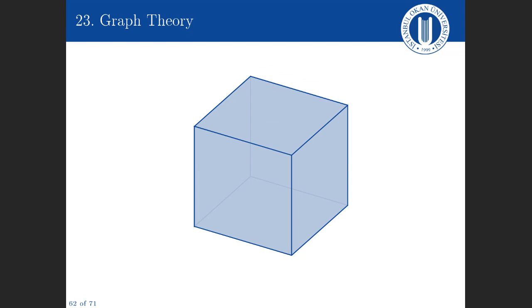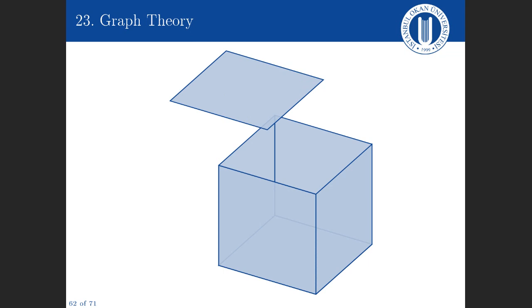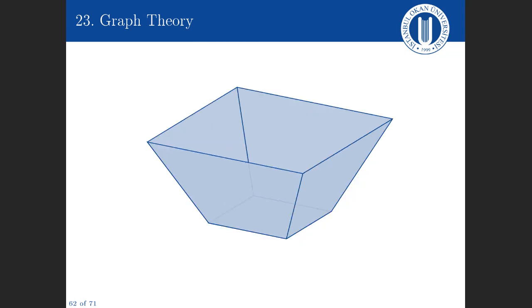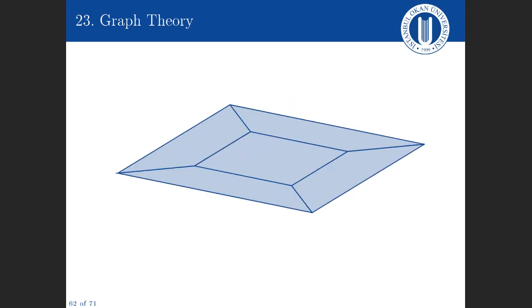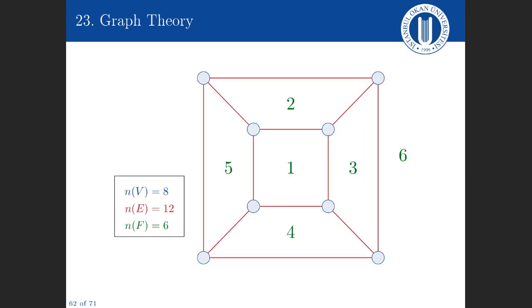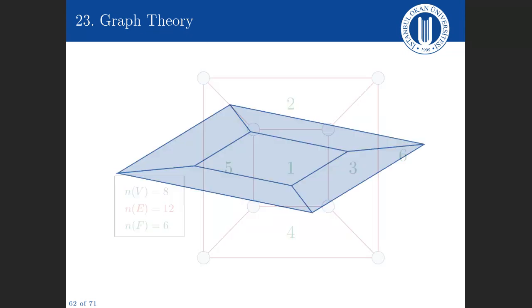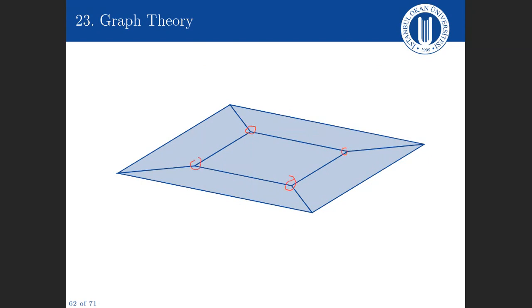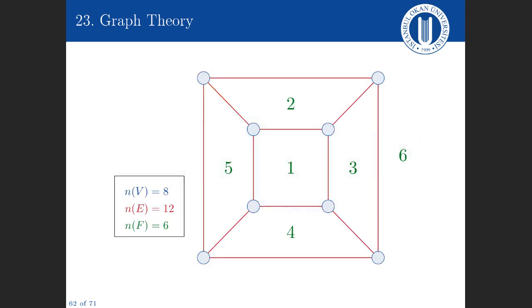We're going to remove one of the faces. Let's suppose we lift the top off and we throw the top away. We're going to stretch it out and then squash it flat. We have something which looks like this. Now look, we still have the same number of vertices. We still have 1, 2, 3, 4, 5, 6, 7, and 8. We still have the same number of edges, but we have one less face.